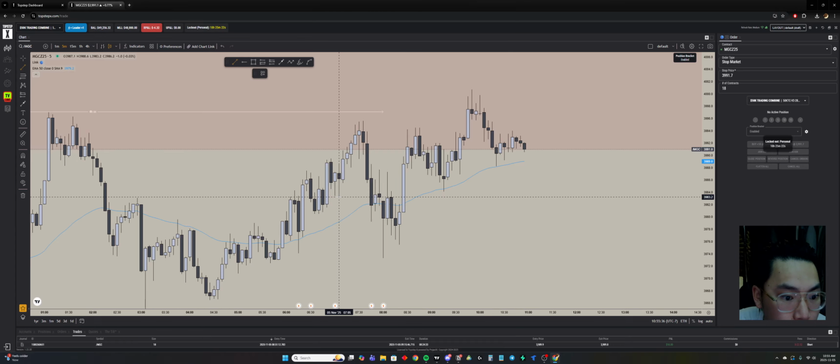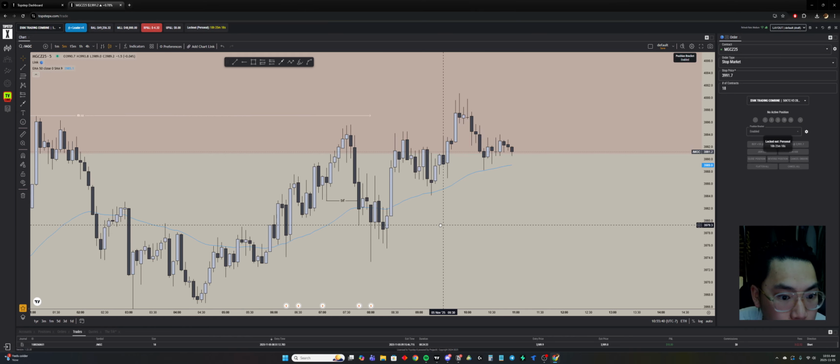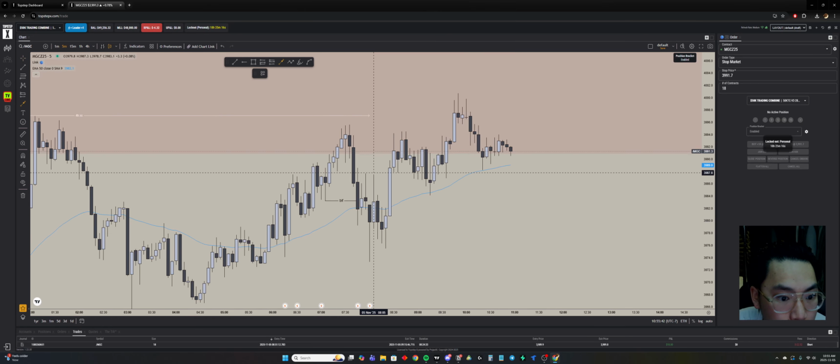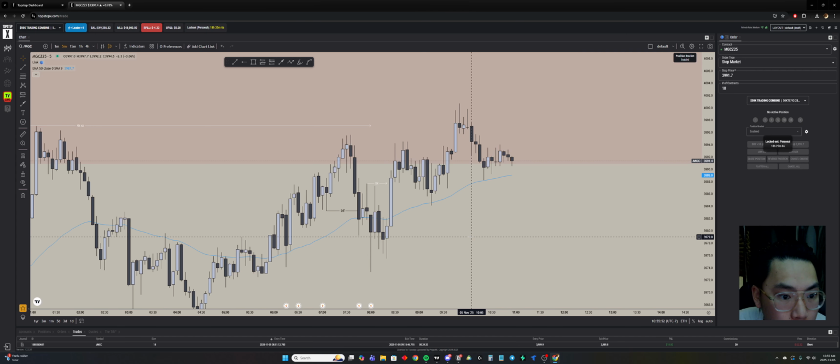So really, this was our setup right here. Price taps back into the 4-hour order block. We have a break in our structure towards the downside. We have a bunch of sell side liquidity here. Lower high liquidity. And so since that was grabbed, order block was tapped.